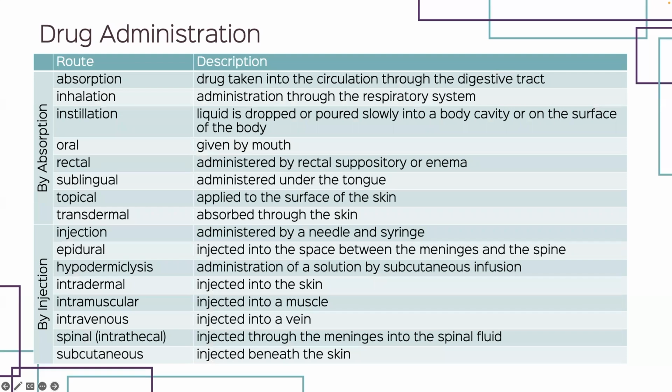And then lastly, here we do have some drug administration. So some of them are going to be by absorption, meaning that it's either on the skin, or it goes through the mouth or through the rectum, and so it's going to be absorbed. Whereas you do have some administrations that are done by injection. So you've got an actual injection itself, but then you've got different types of injections. You've got intradermal, intramuscular, intravenous, depending on where that substance is injected.